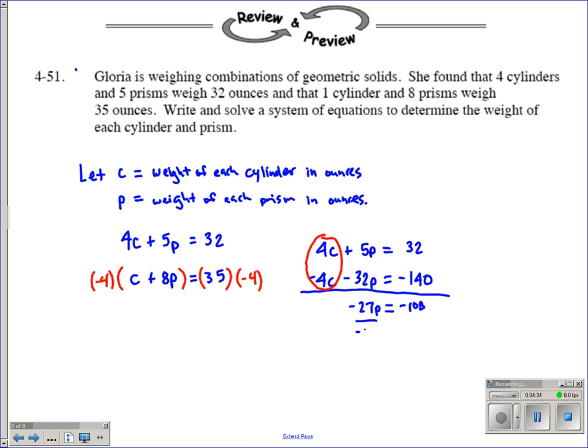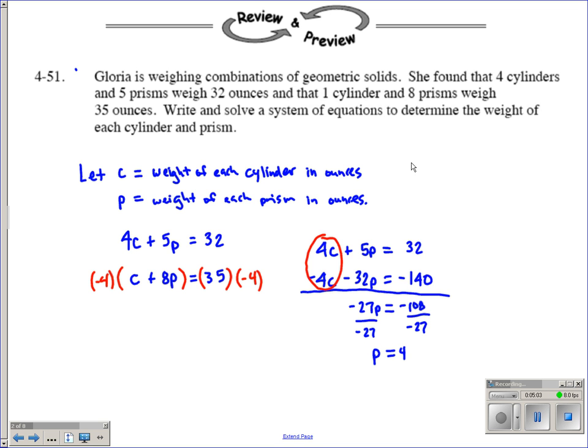So we can finish solving. I'm going to undo that by dividing by -27, and I get that P equals 4. So remember, P was the weight of each prism in ounces. So if P equals 4, that means that each prism is going to be 4 ounces. Now we can take this information and plug it back in to figure out what the weight of one of our cylinders is going to be.